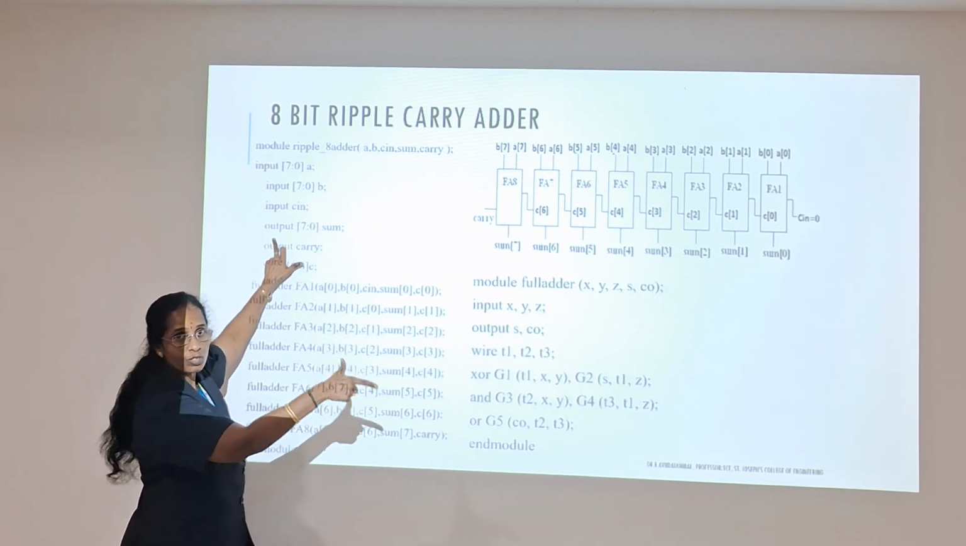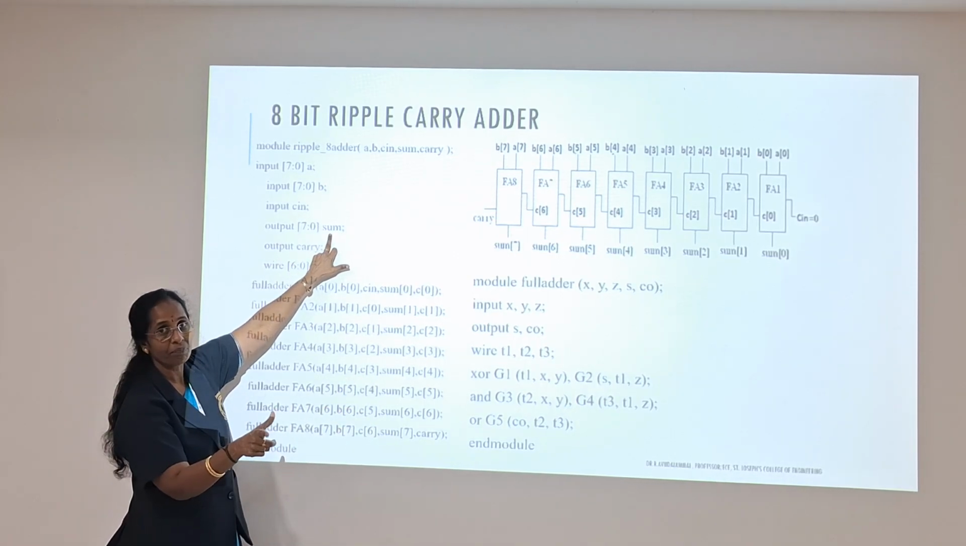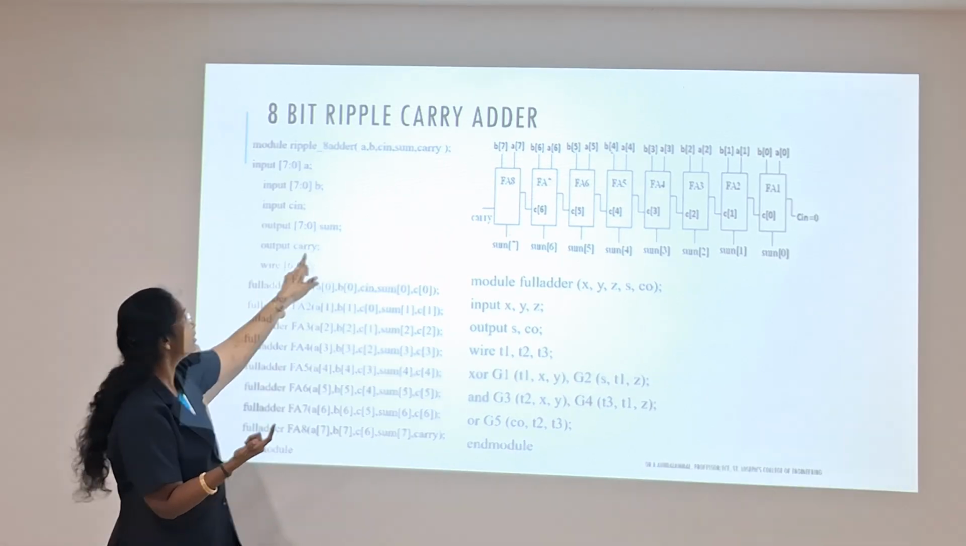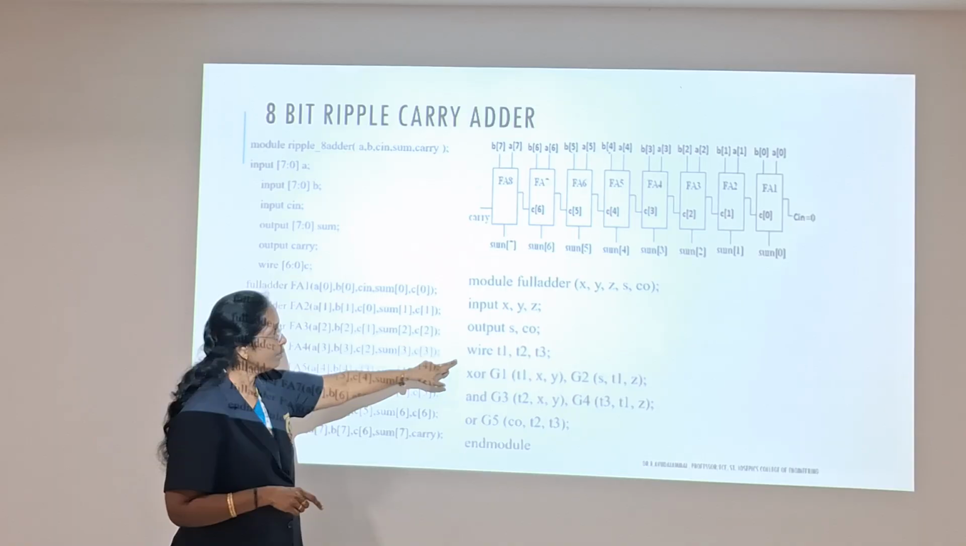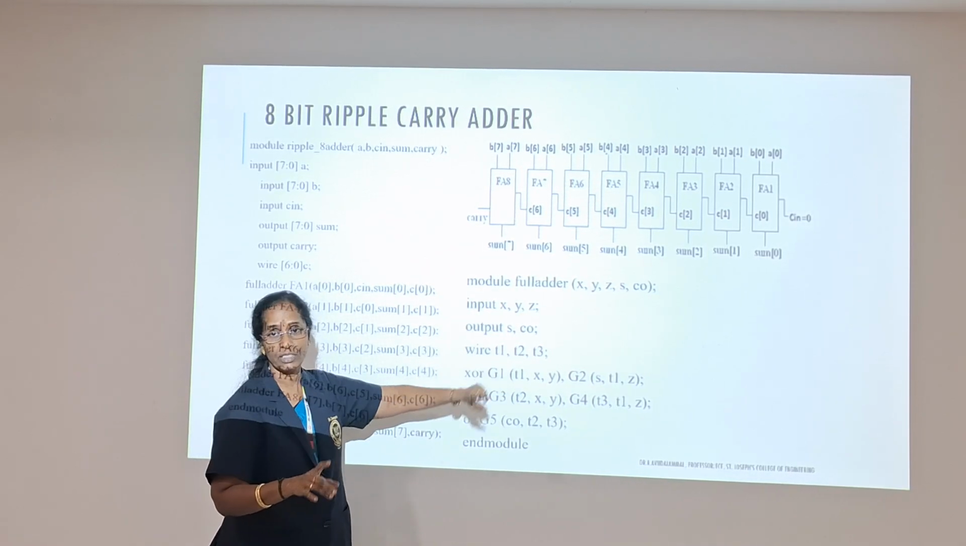And then the output is also of 8 bits. Therefore, 0 to 7. And what is the name assigned to that sum? And then the other output is a carry and it is 1 bit wide. Therefore, it is declared as a scalar. And then in the full adder circuit we have 3 intermediate variables T1, T2, T3.